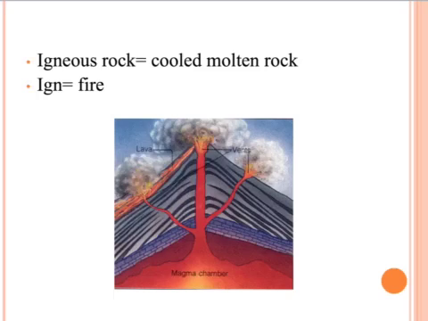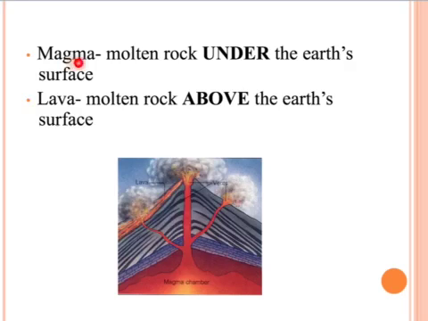So igneous rocks form from molten rock that has been cooled. This could either be from magma or lava. The root word ig means fire. Remember that magma is molten rock that is underneath the Earth's surface, and lava is molten rock that is above the Earth's surface. These will give us two very different types of igneous rocks.